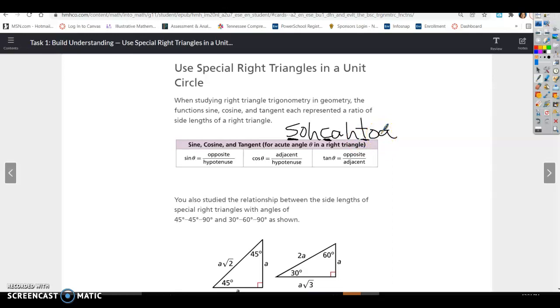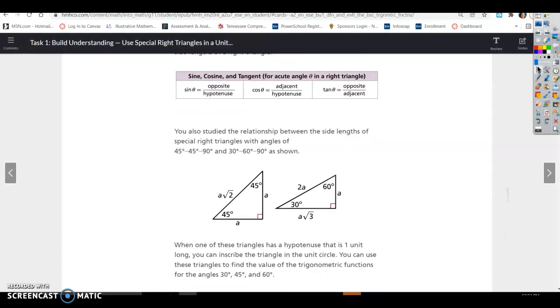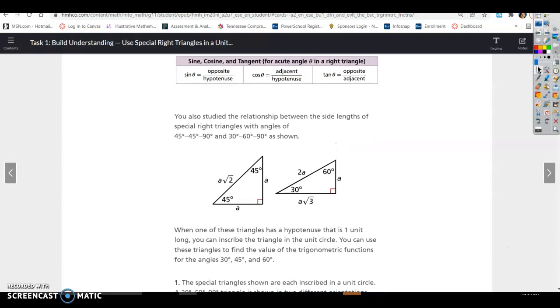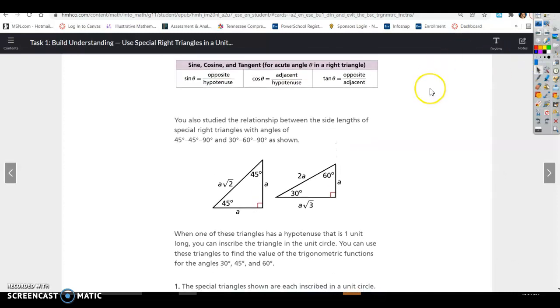All right, so you also studied a relationship between the side lengths of a special right triangle. So we looked at 45, 45, 90 and 30, 60, 90 triangles. All right, so if I can scroll down here a little bit. All right, so you can see that 45, 45 have two equal angles and two equal side lengths.